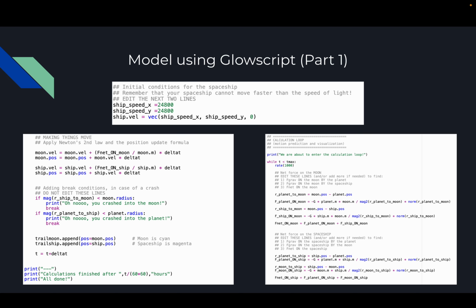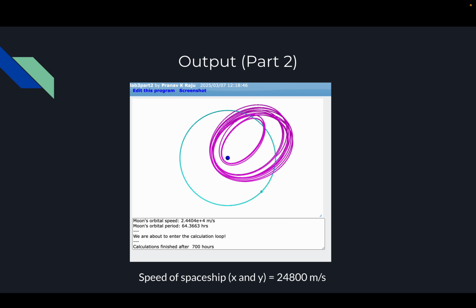Now, here is another starter code provided for Part 2 of the lab, and in the screenshot on the bottom right, you can see the main calculations done in order to determine the various forces and ultimately the net forces. And here's the output of the code shown in the previous slide. Through a trial and error process, I determined the speed of the spaceship to be 24,800 meters per second, and as you can see, at that speed we obtained a figure close enough to a figure 8.